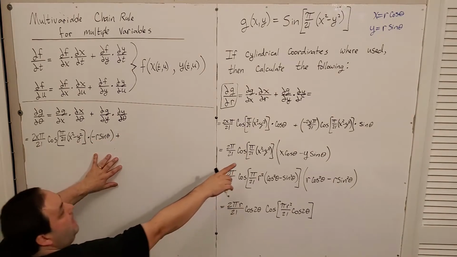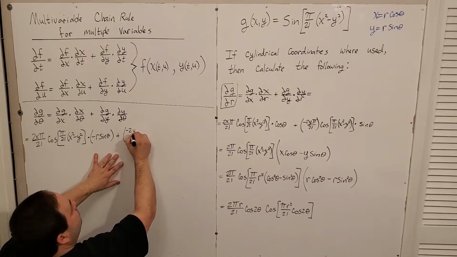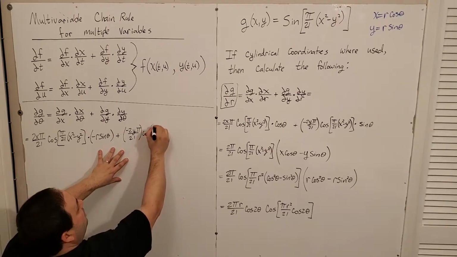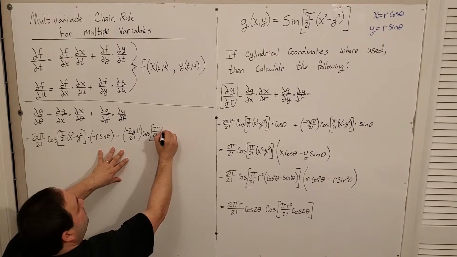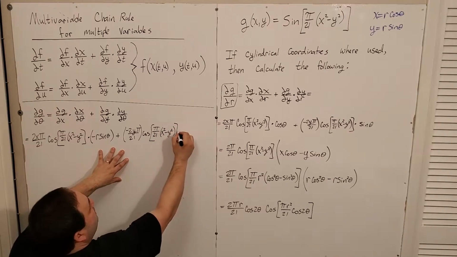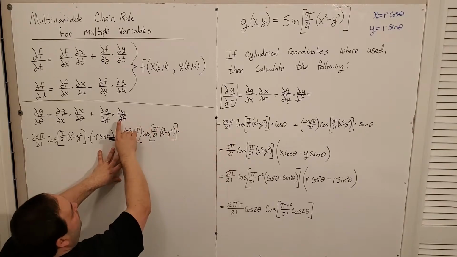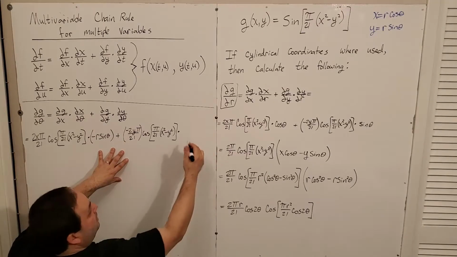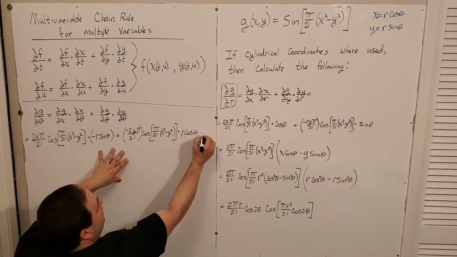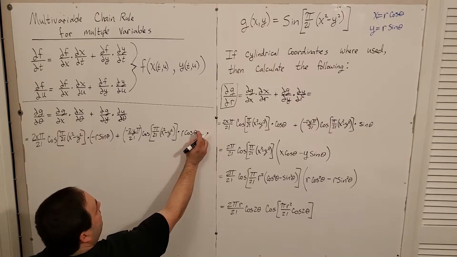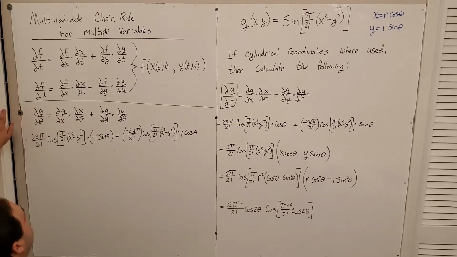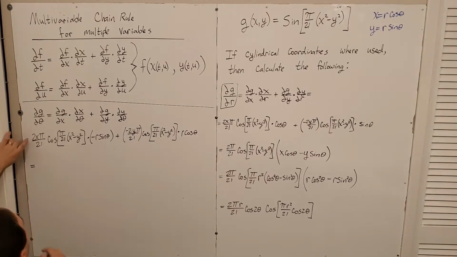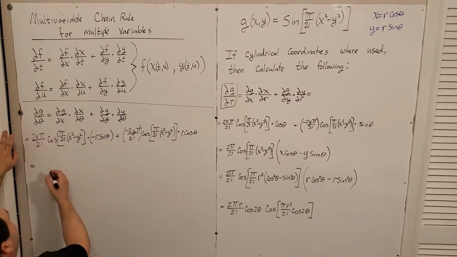Plus, now I've got negative 2y pi over 21 cosine pi over 21 x squared minus y squared times the derivative of y with respect to theta, right? Partial of y with respect to theta is just going to be r cosine theta. All right. So let's start cleaning this one up. Let's see what they have in common here. I've got the 2 pi over 21 from each one.